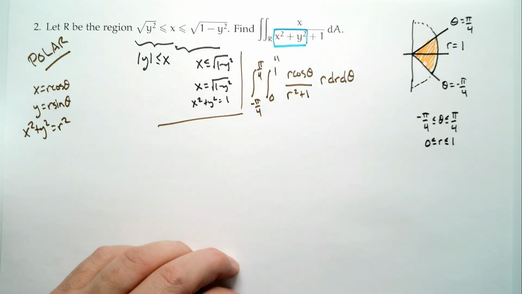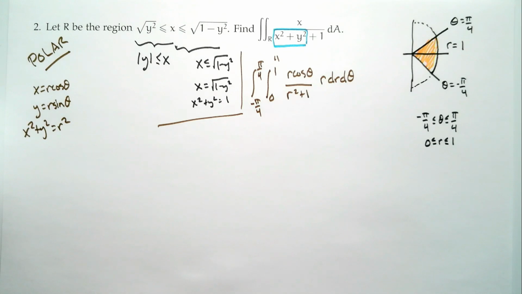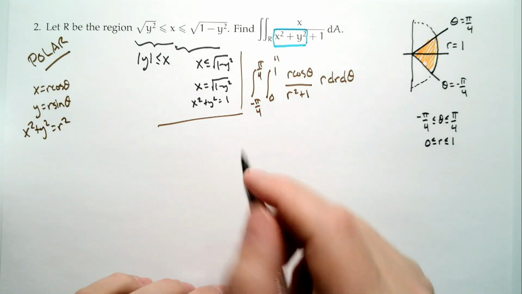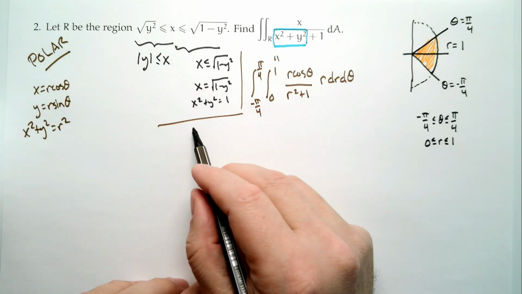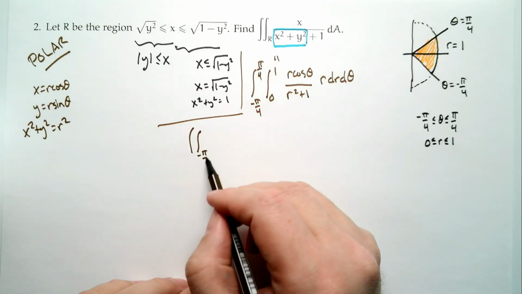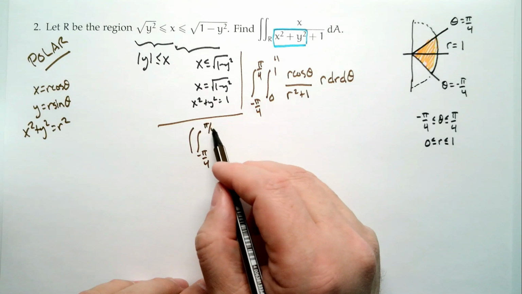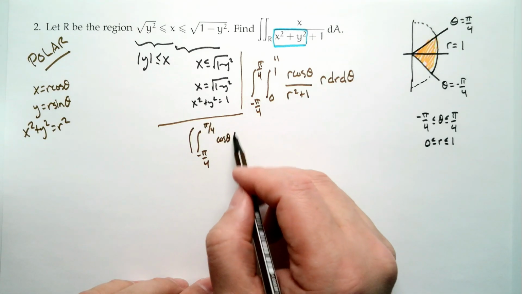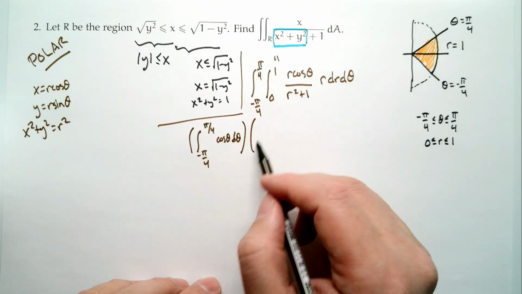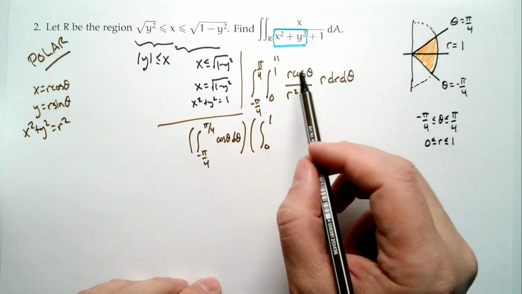So now we're ready to do this integral. And this integral is a nice integral. This is one of those integrals you can actually split into two integrals and handle the two pieces separately. So I can do the integral from negative pi fourths to positive pi fourths of cosine theta d theta. And then I can do the integral from 0 to 1 of the r's.